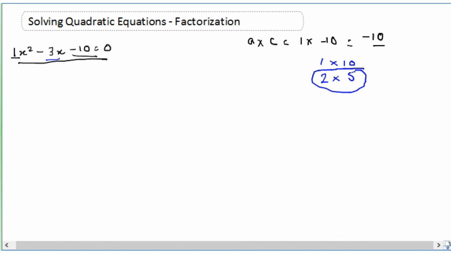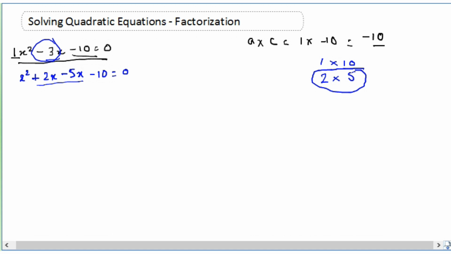So the way we can do that is x square plus 2x minus 5x minus 10 equals 0. Or we could have also written it as x square minus 5x plus 2x minus 10 is equal to 0, because whatever way we take it, plus 2 and minus 5 is going to give us minus 3, which is the number here. So x square plus 2x minus 5x minus 10 is equal to 0.